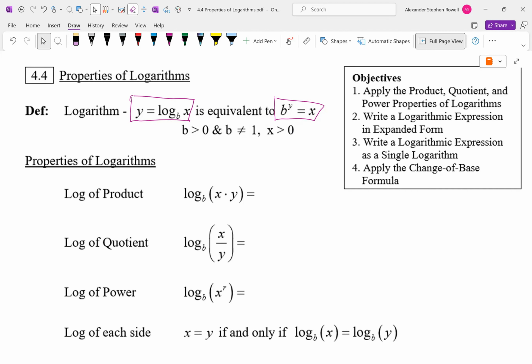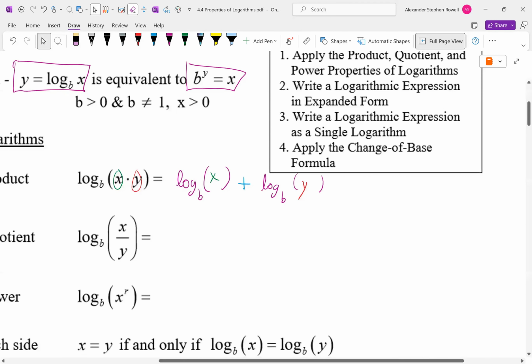All right. Properties of logarithms. If you have a log of a product, we're going to split this up into the log of the same base times the first input x. Then we add the log with the same base b of the second input y. Any questions about this?